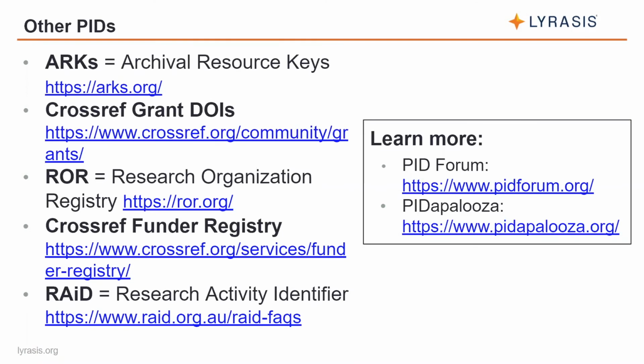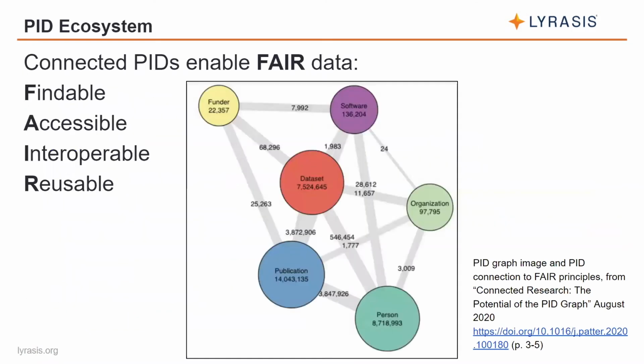Now, all of these PIDs work together like an ecosystem, and the more people and organizations using PIDs, the more we can all benefit from the connectivity and fairness that PIDs facilitate. You may have heard of the concept of FAIR data in terms of research and scholarship. So FAIR stands for Findable, Accessible, Interoperable, and Re-usable. And here I'm citing a recent article on connected research and the potential of the PID graph, and that source is noted here on the slide.